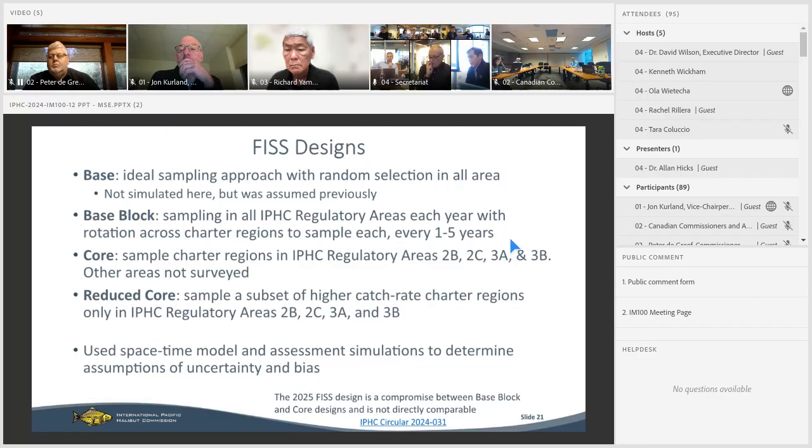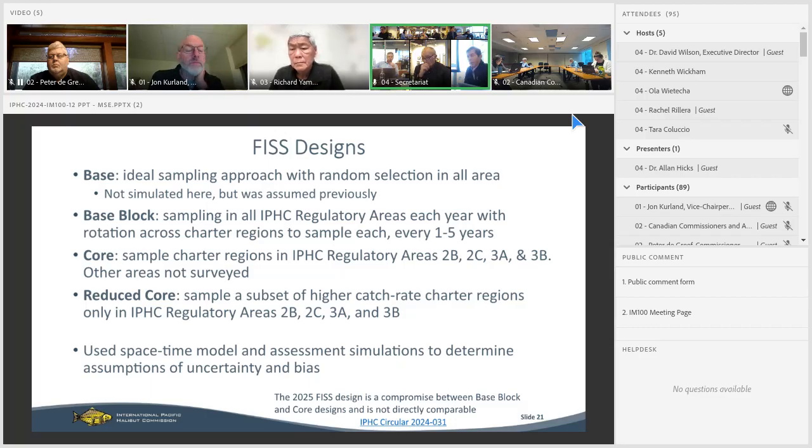So that's the evaluation of management procedures succinctly in just a few slides. That was a lot of work this year and a lot of great work by the MSAB. We also investigated FISS designs. And just to show you briefly, we've investigated a number of FISS designs with the MSE in past years. Previous simulations always used what we call this base design, and that's the idealistic sampling approach, really random selection in all areas from year to year, which is not simulated here because that's not realistic going forward in time.